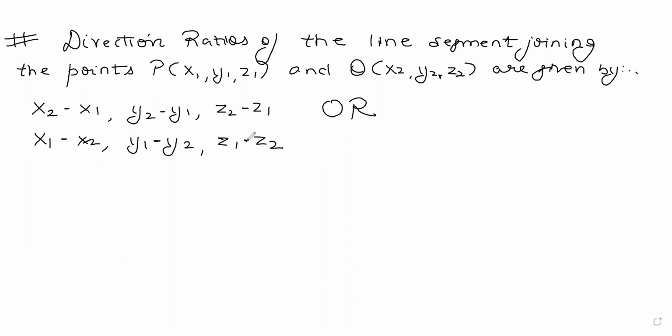Okay, so revising this again, if I talk about calculating direction ratios of a line segment joining the points P with coordinates x1, y1, z1 and Q with coordinates x2, y2, z2, the direction ratios are given by x2 minus x1, y2 minus y1, z2 minus z1, or x1 minus x2, y1 minus y2, z1 minus z2. Both are correct. So hoping students are clear with this.